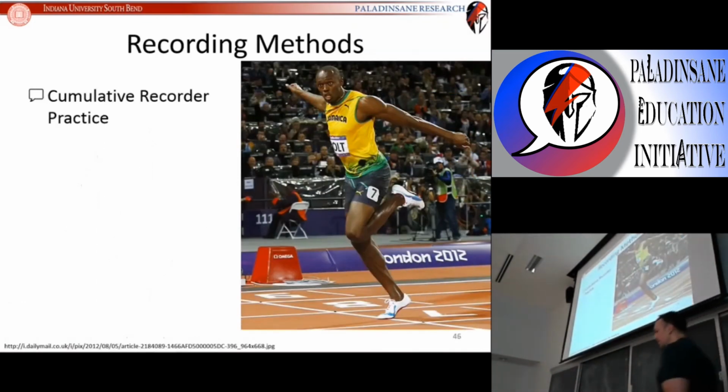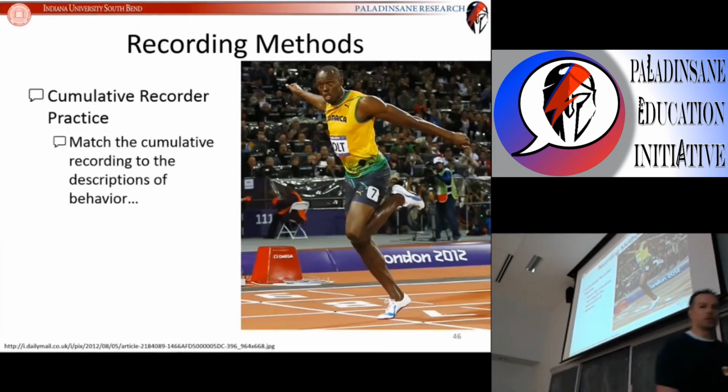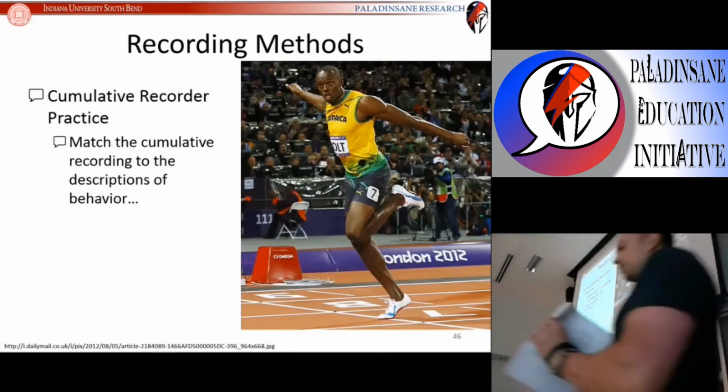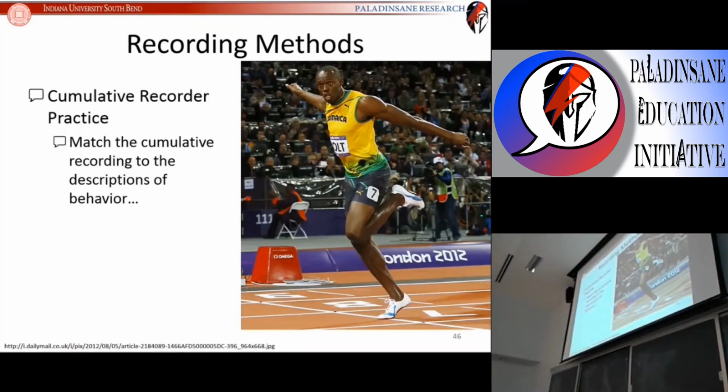All right, so let's take a look now if we can do exactly what I just did, which is read a cumulative recorder. So I'm going to hand out, I got a handout here just to make it a little bit easier to work with this. So if you can pass those down, pass those down. Then you can start using the back.